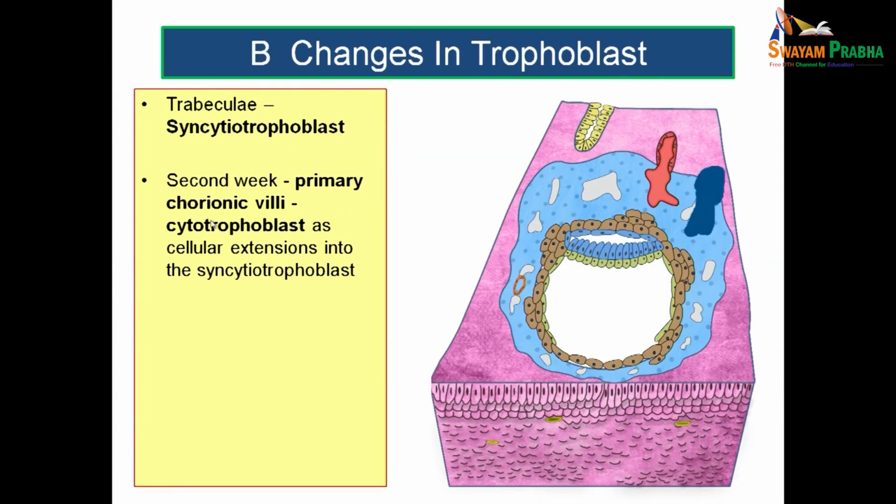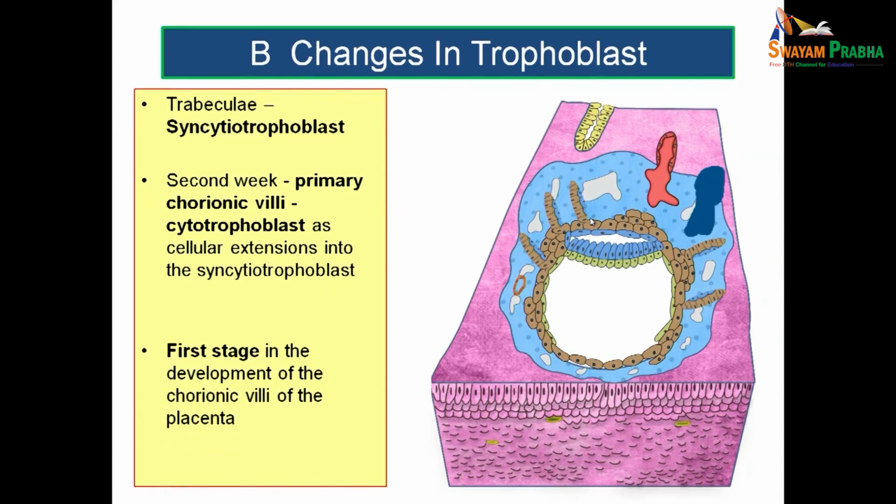By the second week, you have the formation of primary chorionic villi. That means the cytotrophoblast extends into the syncytial trophoblast as finger-like extensions. This is known as the formation of primary chorionic villi, and it happens by the end of the second week of intrauterine period. Now you need to convert this primary villi into secondary and tertiary villi. The formation of primary villi is the first stage in the development of the chorionic villi of the placenta.